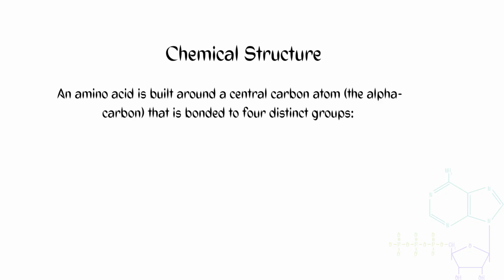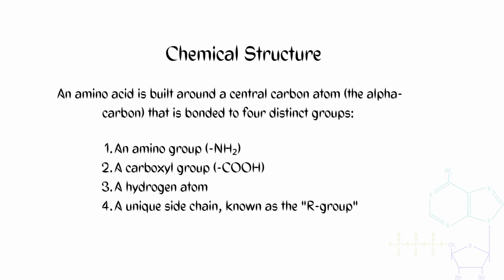So we have an alpha carbon atom, ambayo katika hii alpha carbon atom inajiattach katika 4 distinct groups. These 4 distinct groups, we have the amino group ambayo ni NH2, then we have the carboxyl group COOH, then we also have a hydrogen atom, and then we also have a unique side chain which is also known as the R group. So that is it.